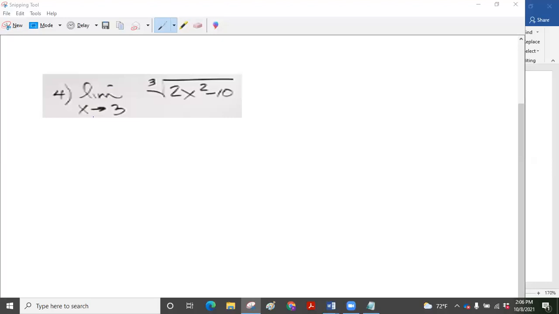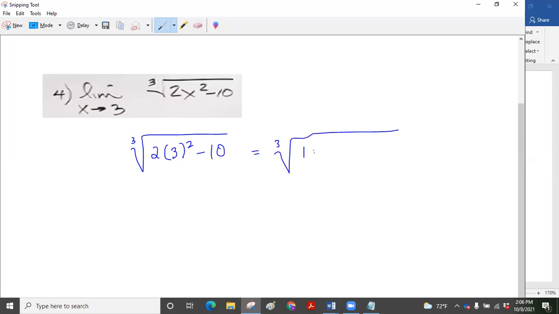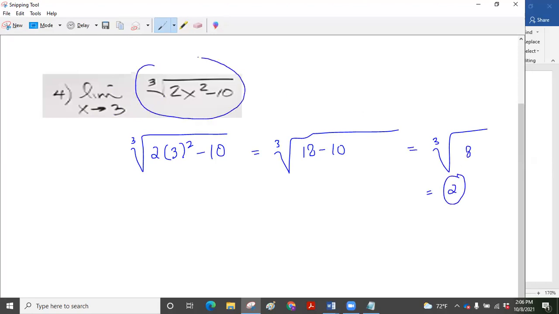So for this one here, we're essentially going to plug in and see what happens. So we have the cube root of 2 times 3 squared minus 10. Which is the cube root of 2 times 9, which is 18. So 18 minus 10, which is the cube root of 8, which is just 2. So the limit as x approaches 3 of this function is 2.